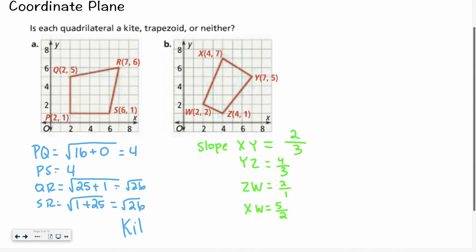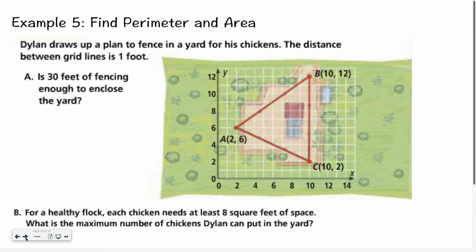All right, hopefully for this problem, you said that letter A is a kite because you have two sets of consecutive sides that are congruent. And then letter B is actually neither, because if you find the slope, none of the slopes are parallel. And also, if you look at the sides, you can see that we don't really have two sets of congruent sides going on either. So I totally, just from a visual standpoint, skipped the kite test for that one.